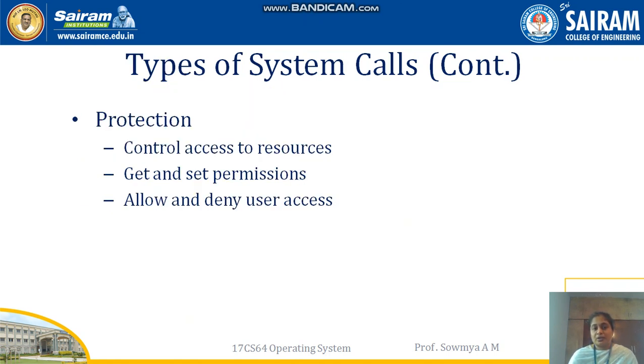For protection, we have access control, like read and write permission system calls, and get and set permission. If an owner wants to give permission for a file, he can give the permissions. The owner can allow and deny user access. So all these are the system calls provided for protection.